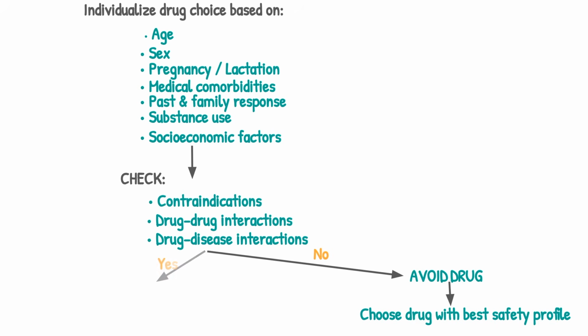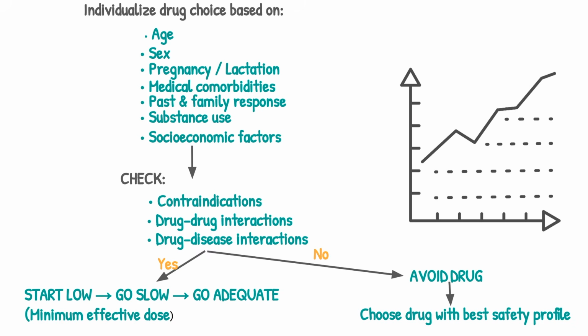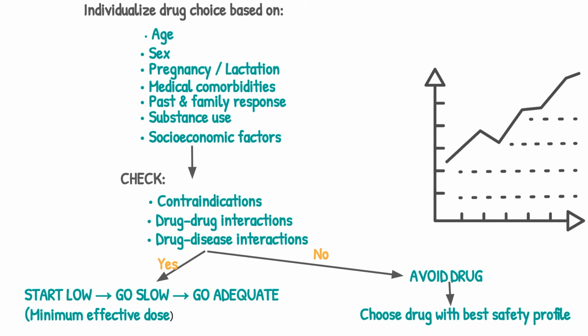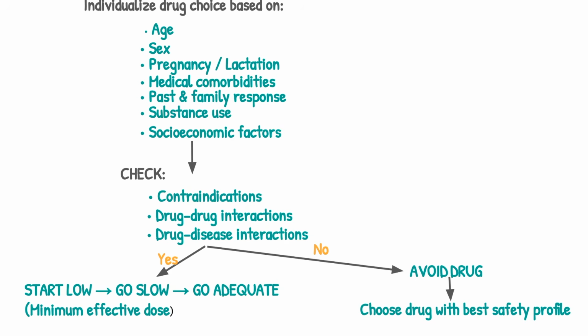When initiating treatment, begin with a low dose to minimize side effects and improve adherence. Titrate slowly, especially in vulnerable populations such as the elderly or medically ill. However, ensure that the dose eventually reaches the therapeutic range.